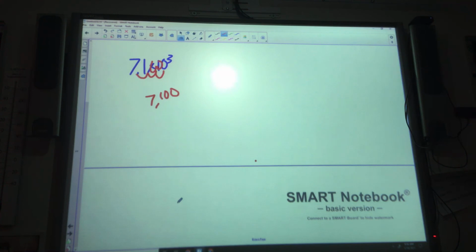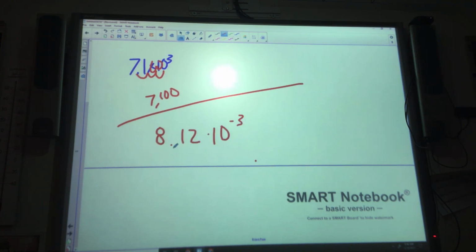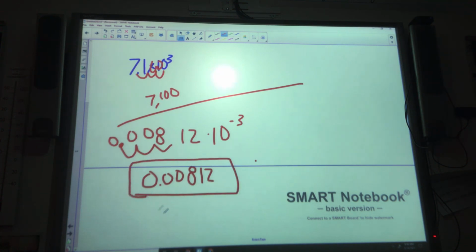Or if it's got 8.12 times 10 to the negative third. Okay, well, this time, instead of making it bigger, I'm going to make it smaller because there's a negative. Decimal point, 1, 2, 3, 0.008. I gotta make it smaller. And if you're not sure whether or not you're making it bigger or smaller, look at this right here. If it's positive, that means you're trying to make the number bigger. If it's negative, that means you're trying to make the number smaller.